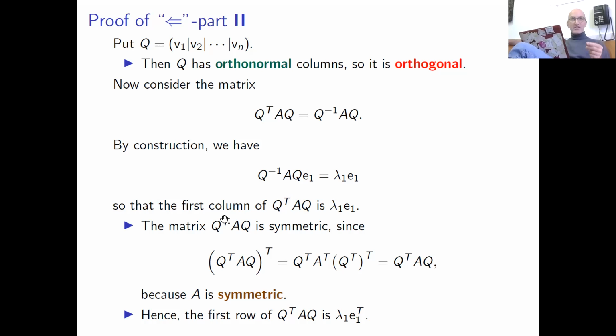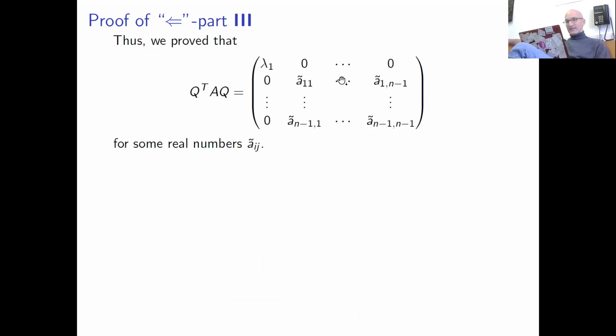We proved that this is a symmetric matrix whose first column is lambda 1, 0, 0, 0, but it means that its first row is the same, lambda 1, 0, 0, 0. So our matrix looks like this. We did a minor transformation to the matrix A. We replaced it by this matrix, which is also symmetric, but looks simpler. It's not very simple, but it's definitely simpler than before.